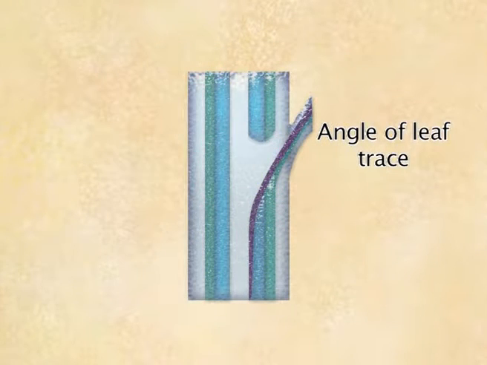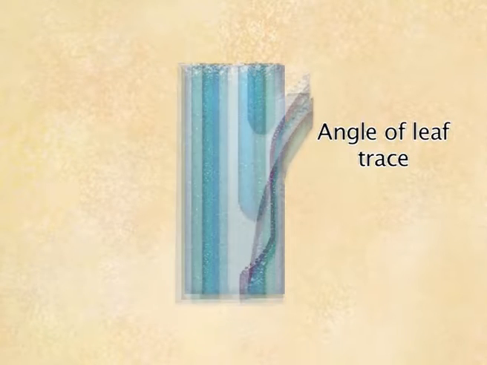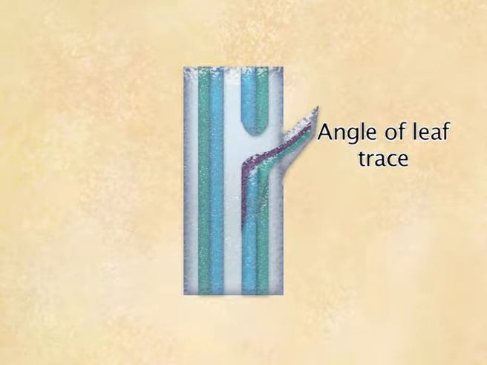The angle at which the trace leaves the central cylinder varies greatly, being usually very small. The strand departs gradually from the pith and passes obliquely, sometimes almost vertically, through the cortex. Less commonly, the trace passes outward at nearly right angles to the stele, entering the leaf base after a very short course through the cortex.